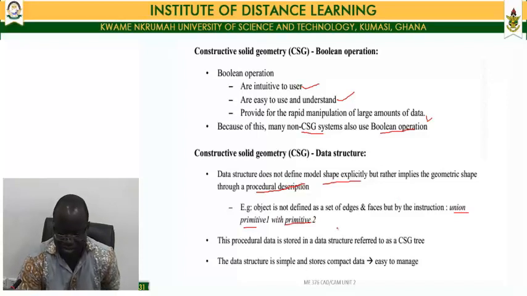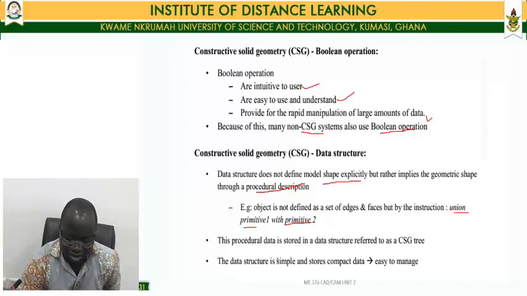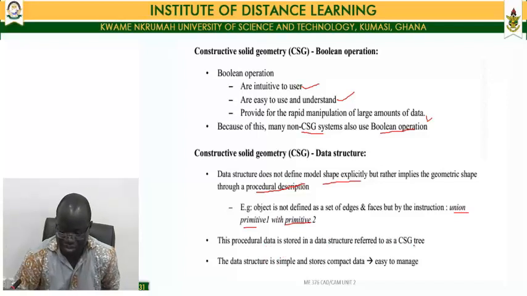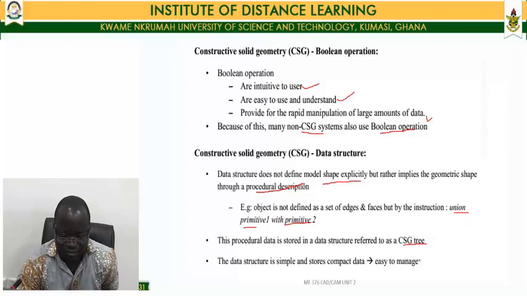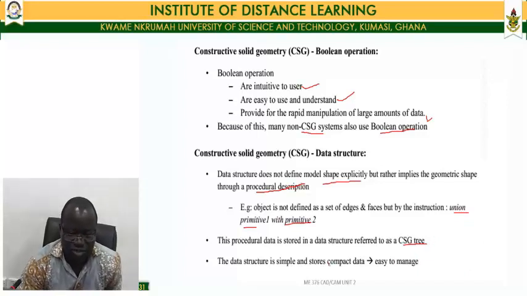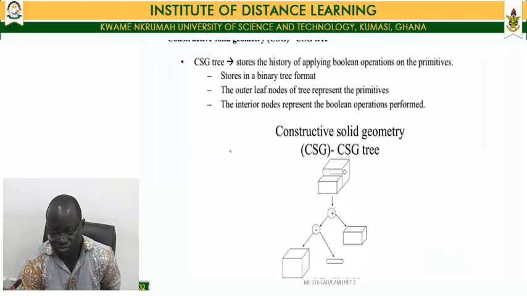This procedural data is stored in the structure in a form we call the constructive solid geometry tree, CSG tree. It stores very simple and compact data, which is very easy to manage. So, if you take this as a typical constructive solid geometry tree, it has a history of applying the Boolean operations on the primitive. So it stores in what we normally call the binary tree format.